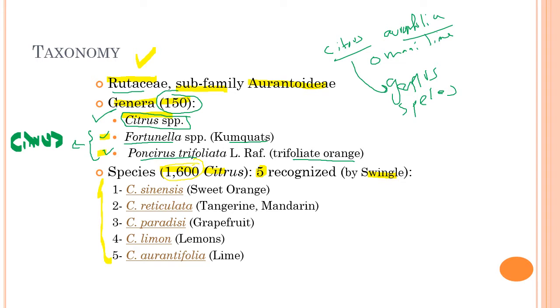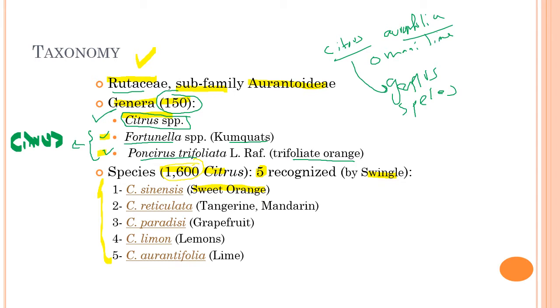The first group is called the sweet orange group, that is Citrus sinensis. In Arabic this is called برتقال. So this is one group called sweet orange, and the scientific name for the sweet orange is Citrus sinensis.